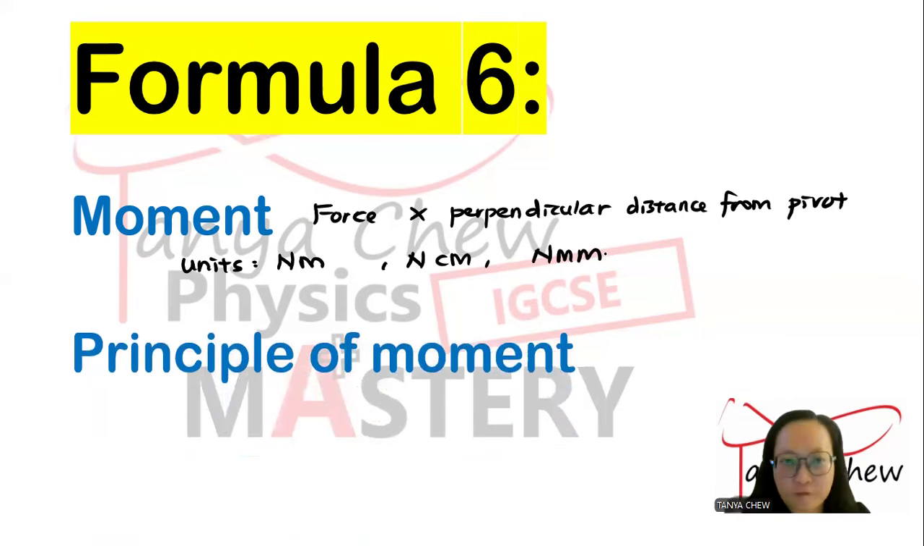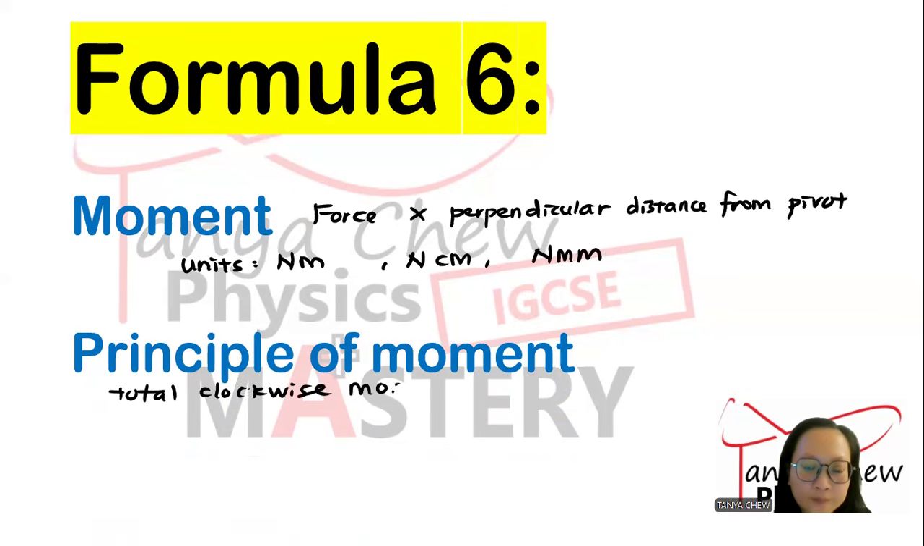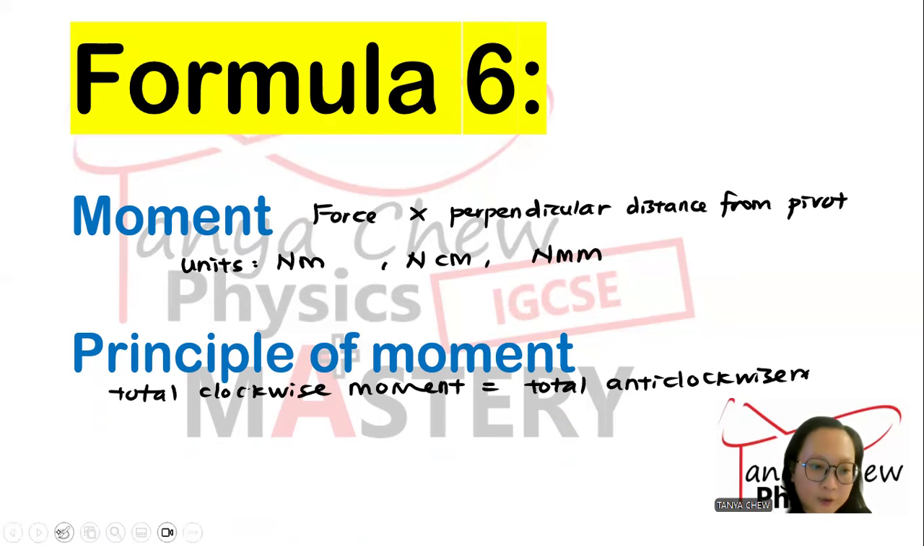Right, principle of moment. This is one of the conditions for a system or an object to be in equilibrium. So the principle of moment states that for a system or object to be in equilibrium, the total clockwise moment must always be equal to total anti-clockwise moment. Just remember this.